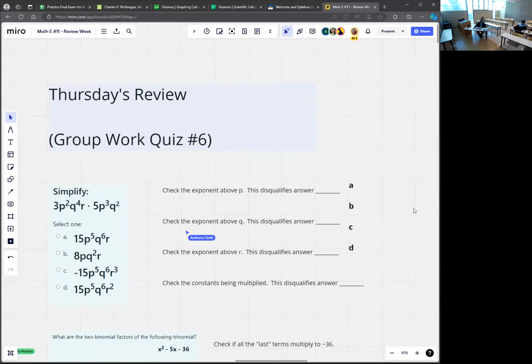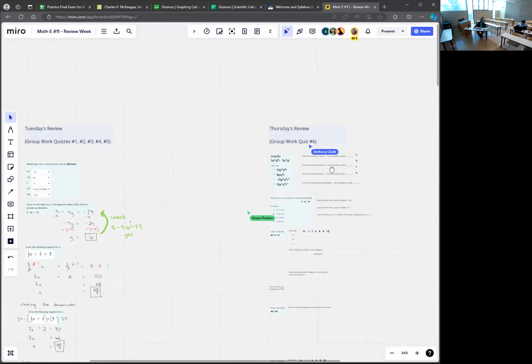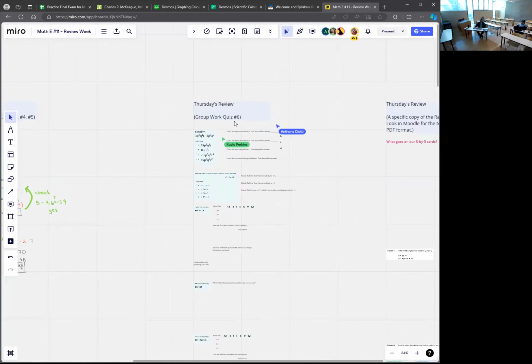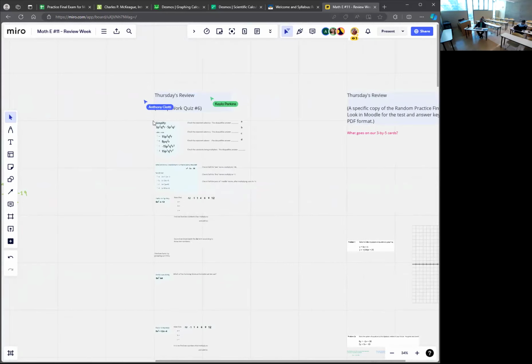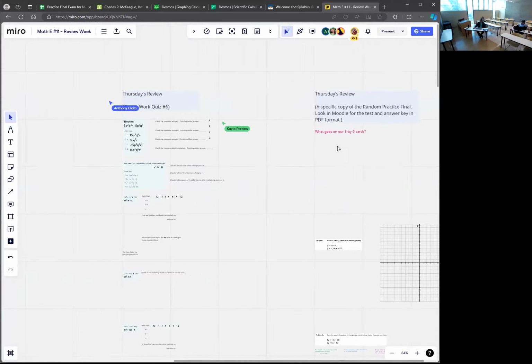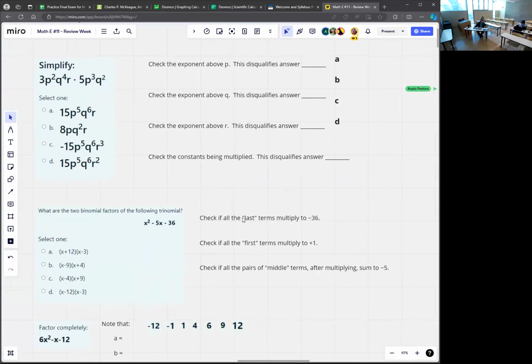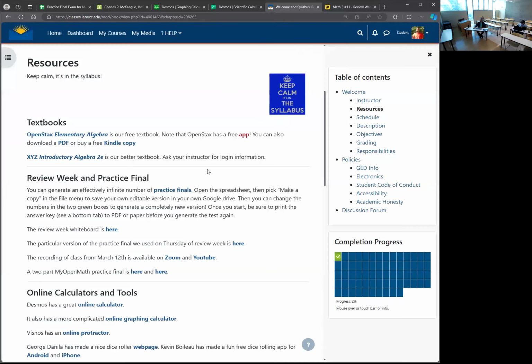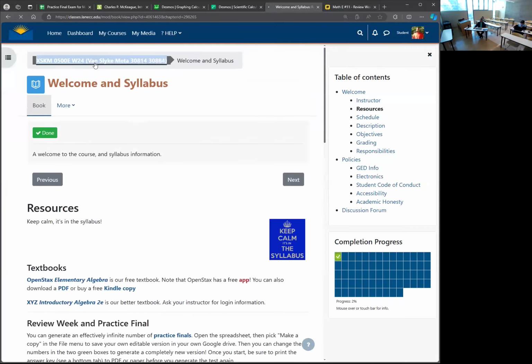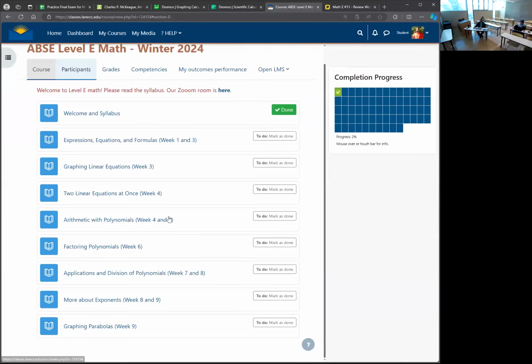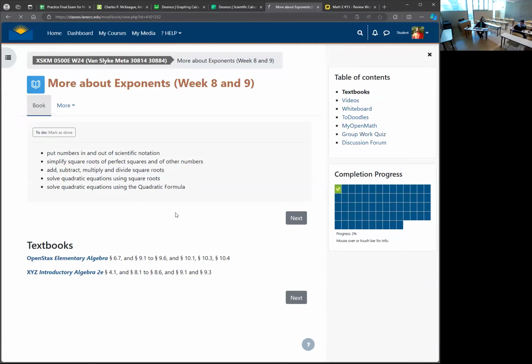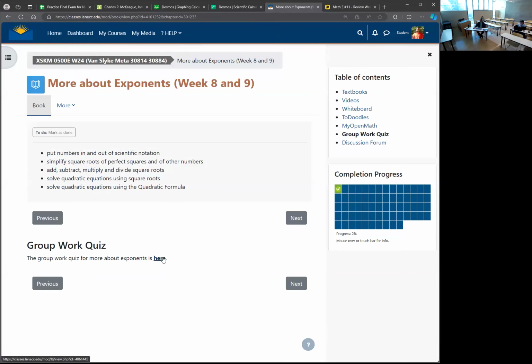The middle column of the whiteboard, of these three big columns, is where we're starting today. This was what we did Tuesday. This is the group work quiz, the last one we didn't get to, and then we'll go through a practice final on the 3rd. To enter your answers and get credit for doing this, you're going to go to the quiz on, is it more about exponents? Yes, that one there.